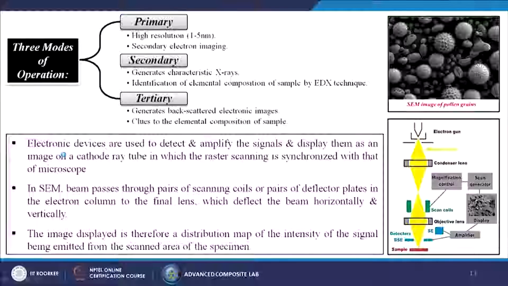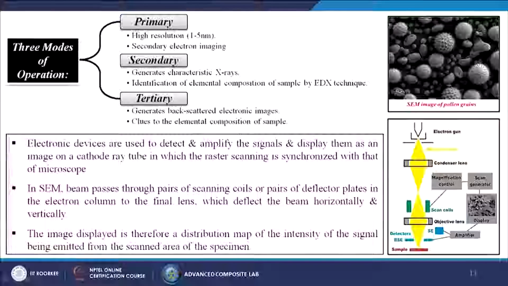So, here you can see the general picture we have given, that of pollen grains. In this particular case you can see that we have the electron gun, then the electron beam comes through the condenser lens, then it falls onto the sample itself. We have 3 detectors over there: the BSE detector, the secondary detector, and another one, then magnification control, the scan generator, and we get the display over there.